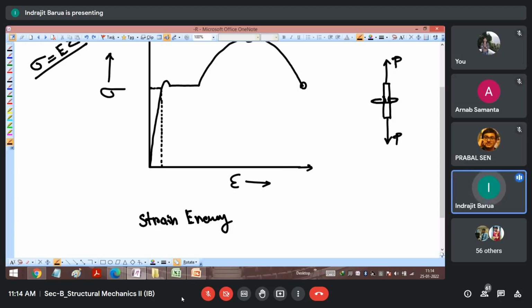Okay, without earthquake loading do we need to do this? Sir, to know the maximum tensile load bearing capacity of the steel body. Okay, so let's talk about it.